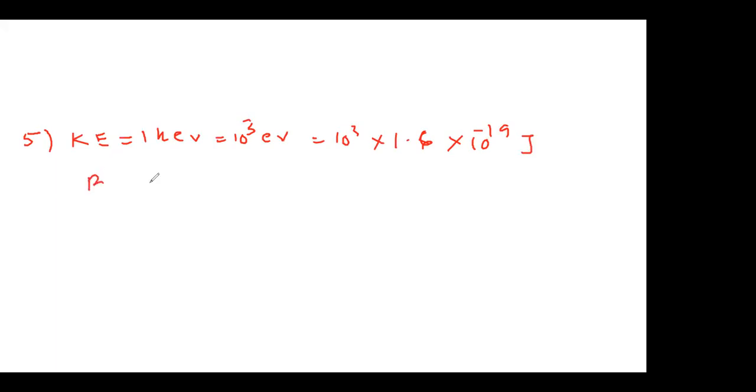An electron with energy 1 kilo electron volt. Kinetic energy is 1 kilo electron volt. 1 kilo means 10 raised to 3 electron volt. That means 10 raised to 3 into 1.6 into 10 raised to minus 19 in joule. It enters a uniform field of 3 millitesla. That is 3 into 10 raised to minus 3 Tesla. What is the radius of the circular path followed by the particle?